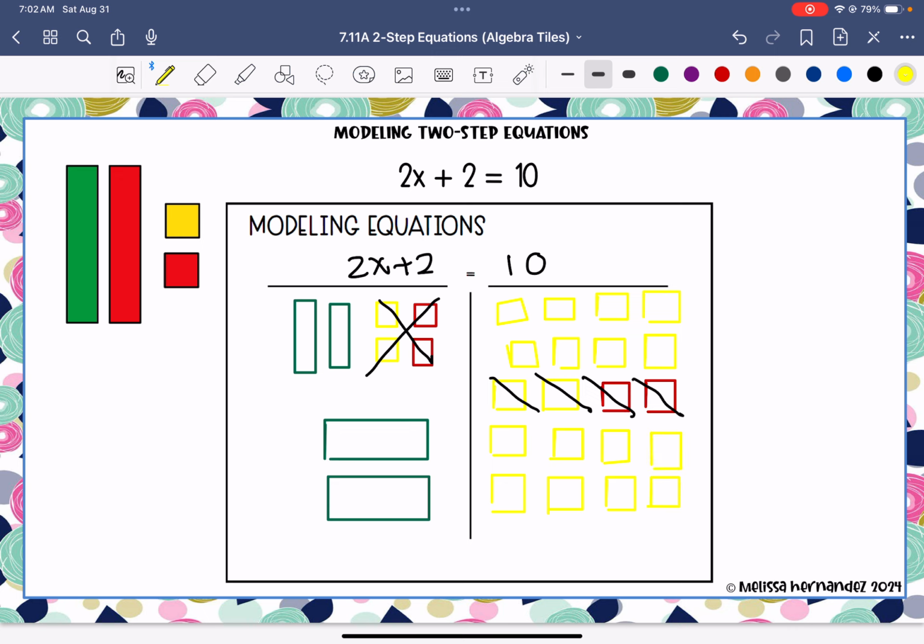So I had 8 units to share in between 2 x's. So I don't need to worry about what 2x is. I want to know what 1x is. So in this case, x is equal to 4.